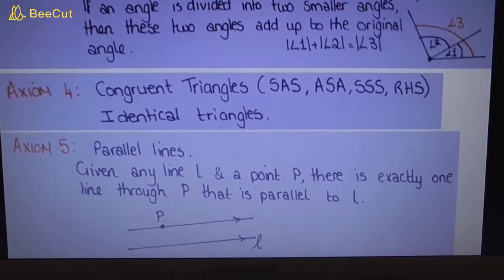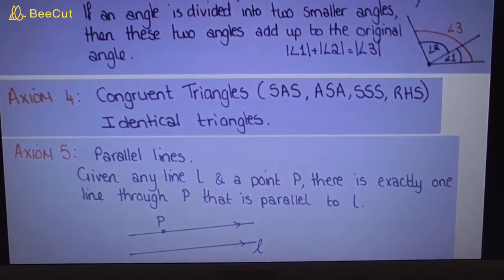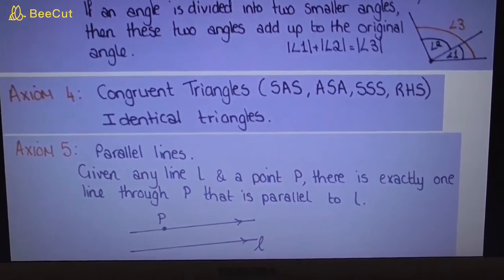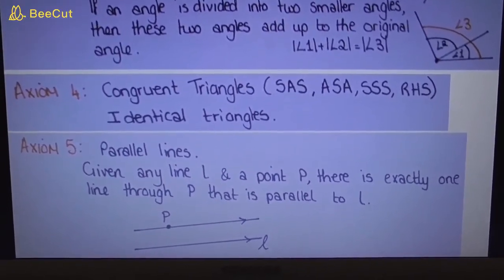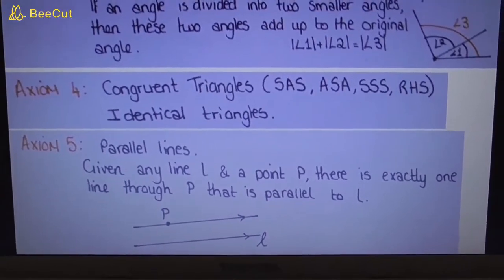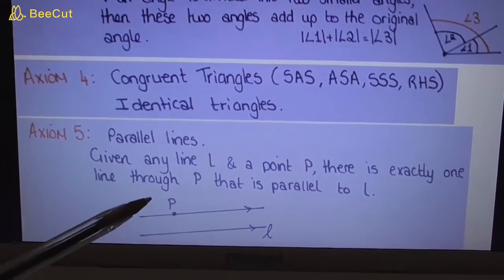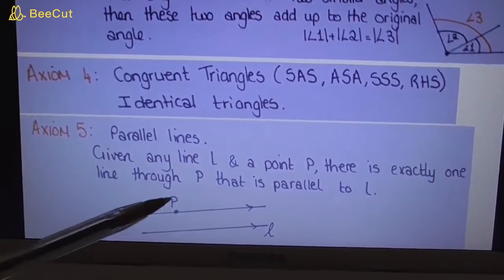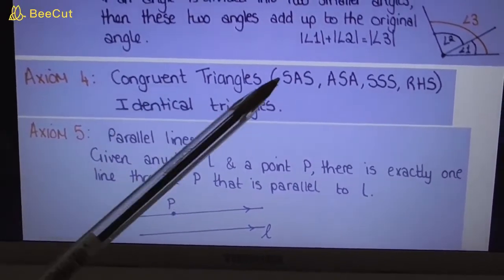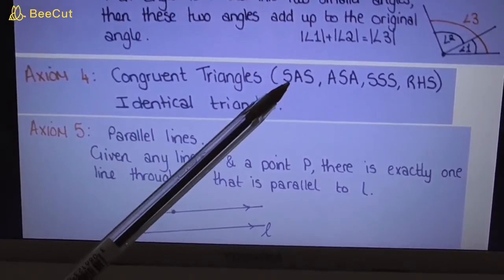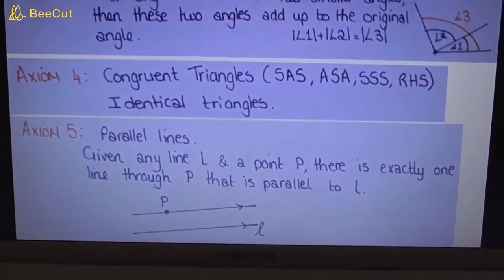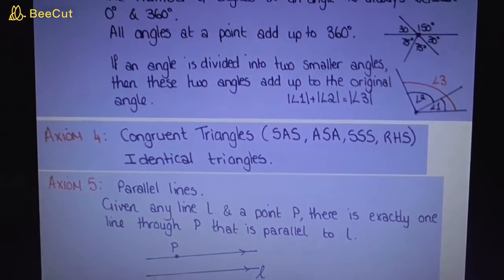So given any line L and a point P, there is exactly one line through P that would also be parallel to L. There's no other line that I could draw going through P that would make it parallel to L. It's only this one. There'd be no point in drawing a line going through P like this, because that line would not be parallel to L. Alright, so there are your 5 axioms.